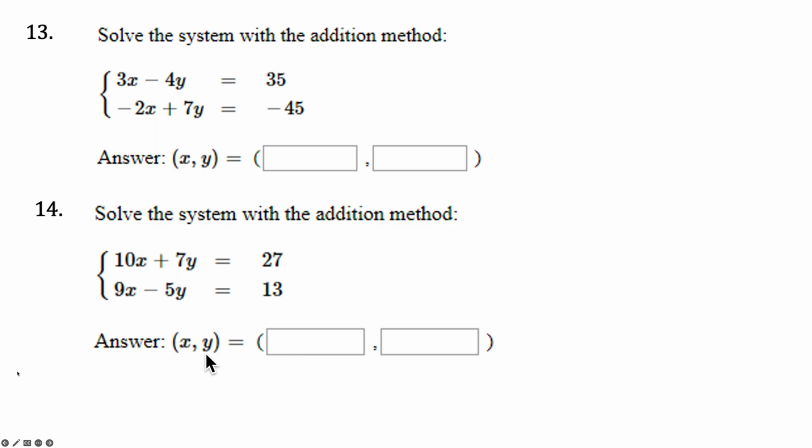13, solving this system by the elimination method. Well, darn, 3 doesn't go into 2, 2 doesn't go into 3, 4 doesn't go into 7. Oh boy, get your calculator ready. We're going to do a lot of multiplying here.